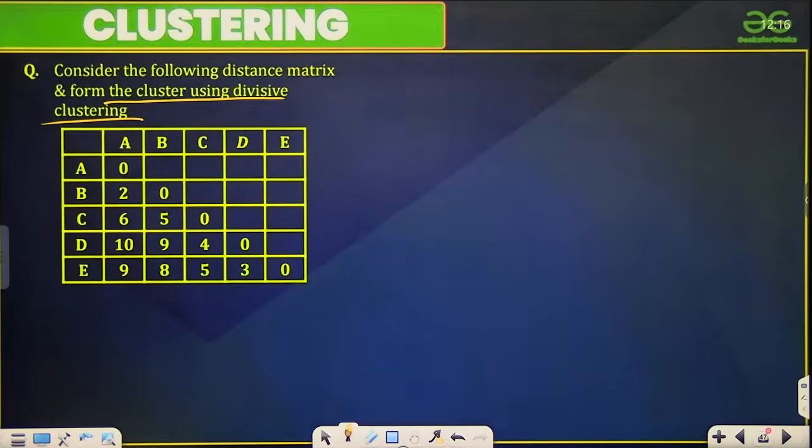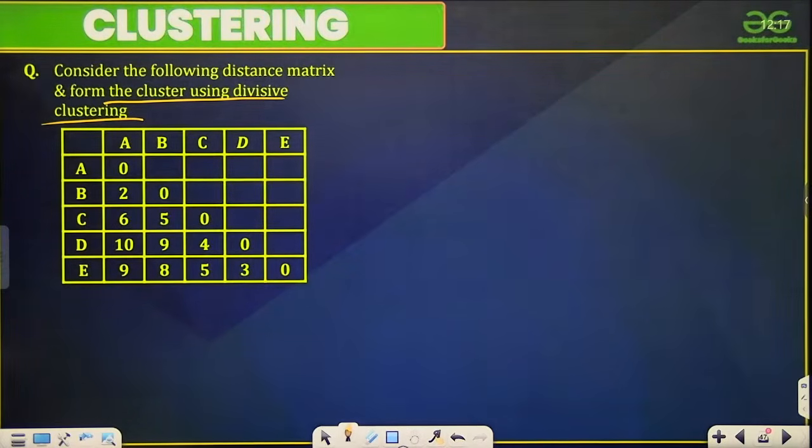ठीक है, चलिए अब now let me tell you what exactly this divisive clustering is. So basically divisive clustering is also known as top to bottom clustering technique. Okay, this is also known as top to bottom clustering technique, right? And we have to prepare or derive the distance matrix based on the given dataset using the measure of Euclidean distance. Okay, and then we create a minimal spanning tree.